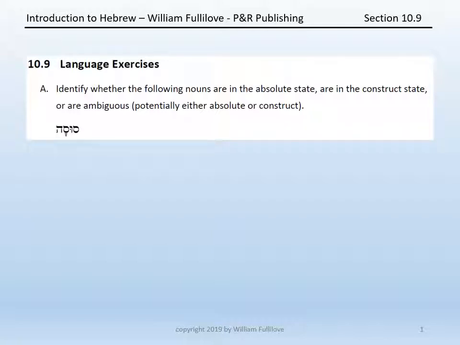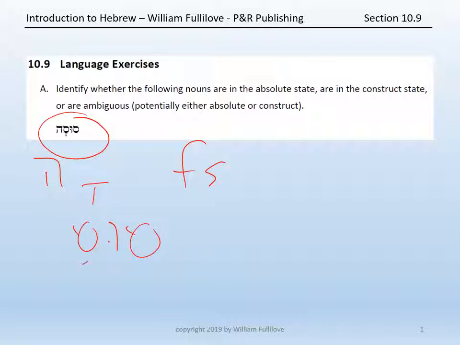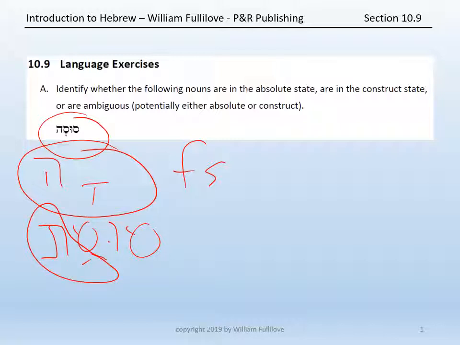For instance, the first form is susa. When I see this form, I recognize the a ending, which is the feminine singular ending you know already from your paradigms. If this were to have been a construct form, it would have to be susat. So given that I have the already known a ending and not the at ending, this is an absolute form, not a construct form.